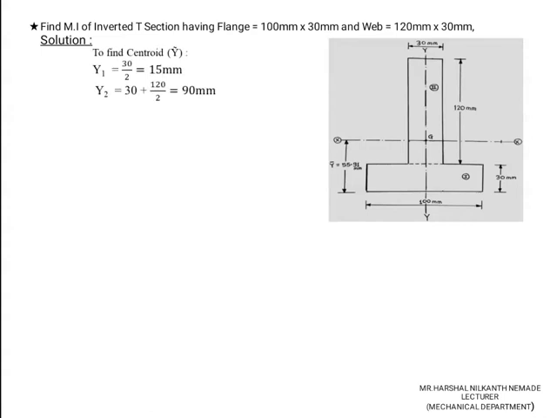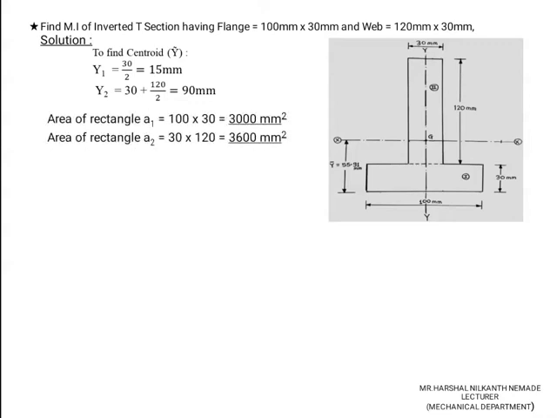To find the moment of inertia, again I will start with the same procedure to find the centroid y bar. For y bar from bottom, I will make the bottom flange section 1 and the web above it section 2. Y1 is equal to 30 divided by 2, which gives me 15 mm, and y2 from bottom I will calculate as 30 plus 120 divided by 2, equal to 90 mm. After calculating y1 and y2, I will calculate areas a1 and a2.